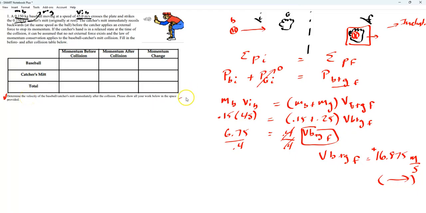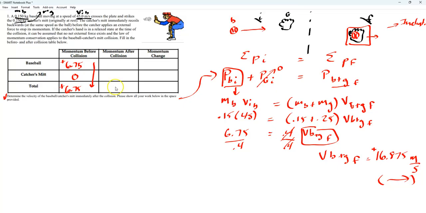So this is the work for this part. Then we're going to fill in the table for before and after. We've done some of the work already. So the momentum in the beginning is all for the ball, so the pre-collision, or before, momentum would be the 6.75. The catcher's mitt is not moving. When we add those together, we get 6.75. This is positive, going to the right, so the total momentum is going to the right.